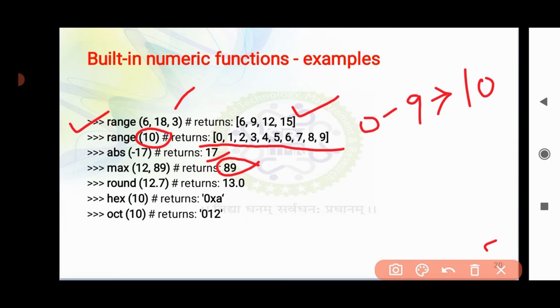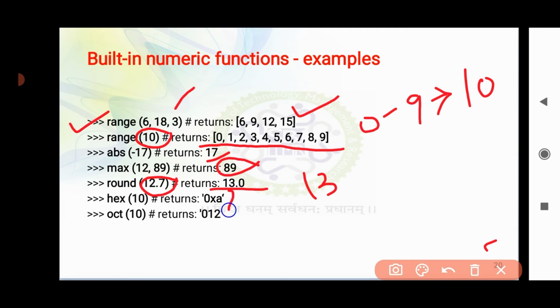Next we have round of 12.7. Whatever value is given here will be rounded up, and the result is 13.0. Now why 13.0? Why not only 13? Because the number given here is 12.7, which is a float value, and that's why the result is also a float. Next we have hex of 10, and oct of 10.